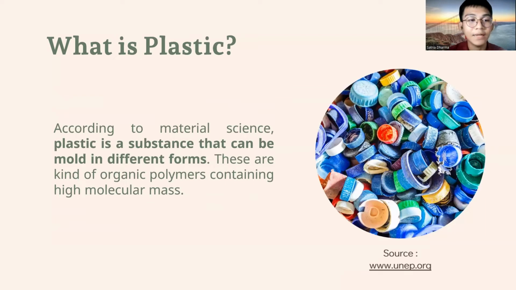And what is plastic? According to material sciences, plastic is a substance that can be molded into different forms. These are kinds of organic polymers containing high molecular mass. Most types of plastic are obtained as derivative products from petrochemicals, while there are many that are made from renewable materials like cellulose from cotton, cotton linters, or polylactic acid from corn. Today, these are being used as a replacement for most products because of being low-cost products.